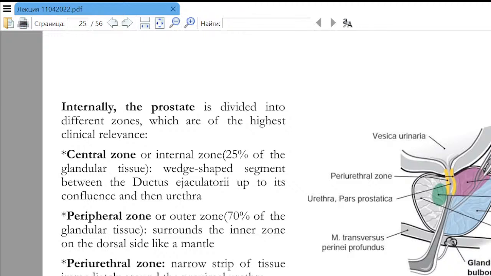Peripheral zone, outer zone, surrounds the inner zone on the dorsal side like a mantle. Periurethral zone, this yellow color, a narrow strip of tissue immediately around the proximal urethra.